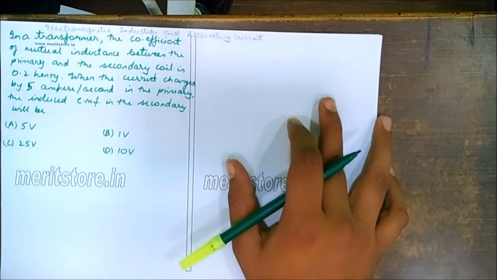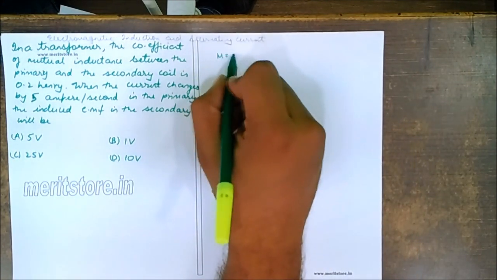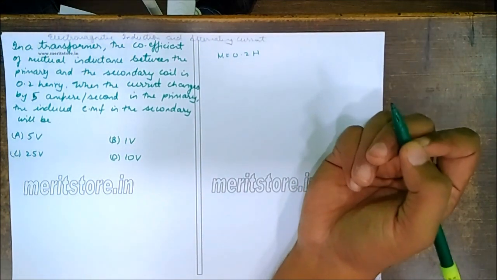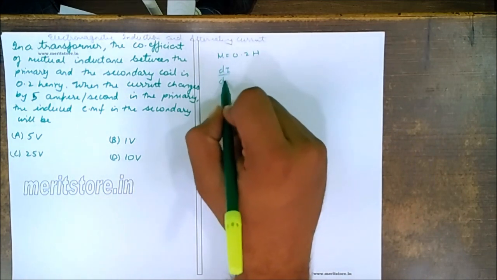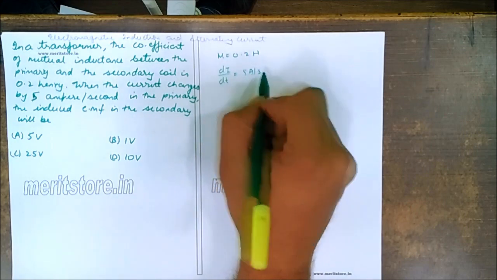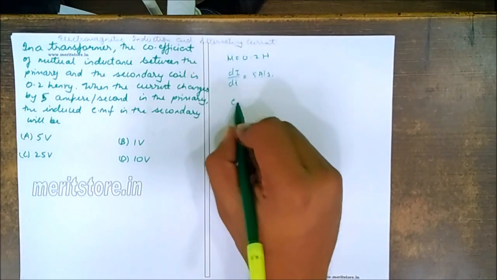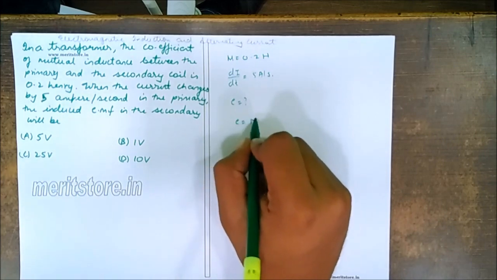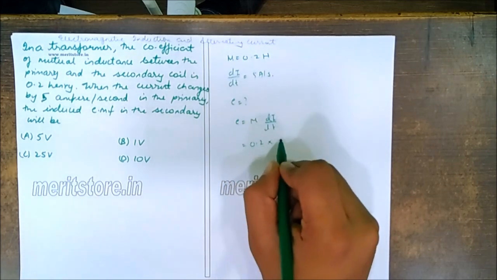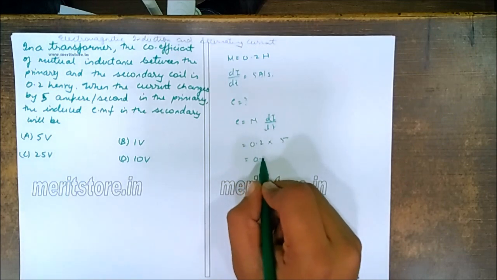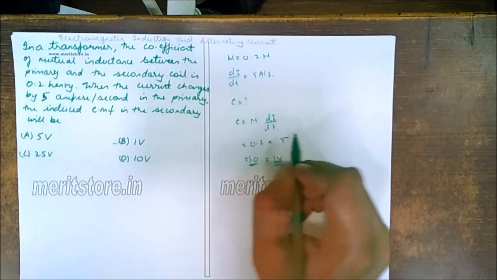The next chapter, EMI. In a transformer, the coefficient of mutual induction between the primary and the secondary coil is 0.2 Henry. So M is equal to 0.2 Henry when the current changes by 5 ampere per second. The induced EMF is demanded, so the induced EMF, E, is equal to question mark. We can say E is equal to M di by dt. So this is 0.2 into 5, which is 1.0, that is equal to 1 volt. Option B.